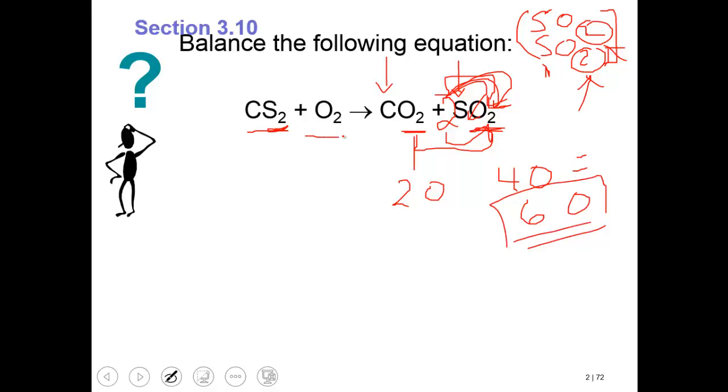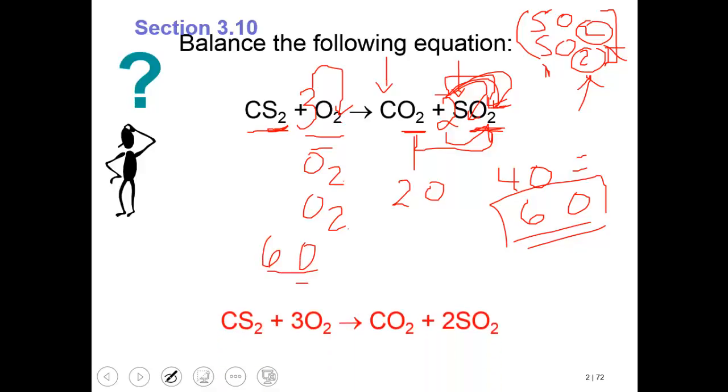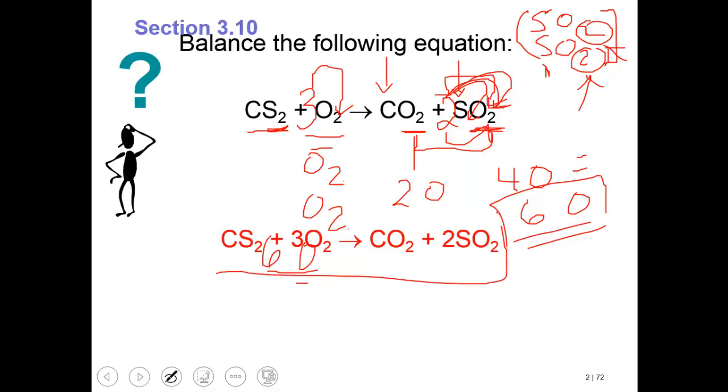Whoops. So I have 2 on the left. If I take 3 times the subscript of 2, or if I just wrote the O2s out 3 times, then 2 plus 2 plus 2 is 6. So I have 6 O's on this side. So bam, she's balanced. Here is the balanced chemical reaction. I have the same number of atoms of each of the elements on both sides of the equation.